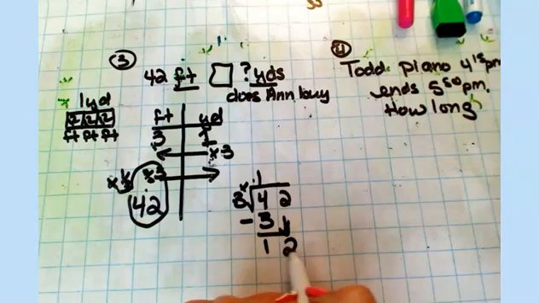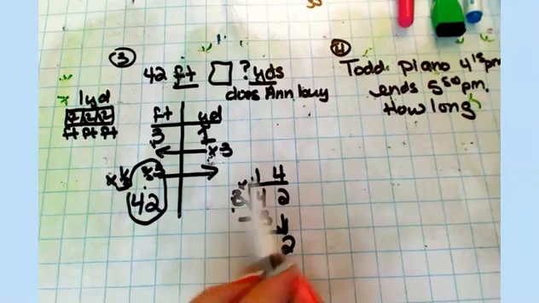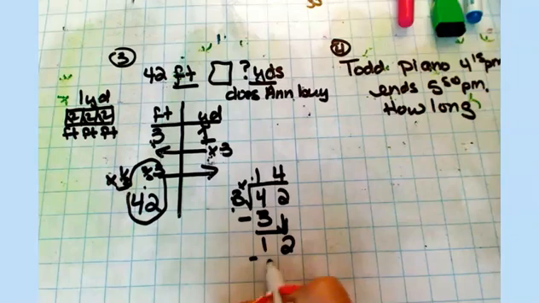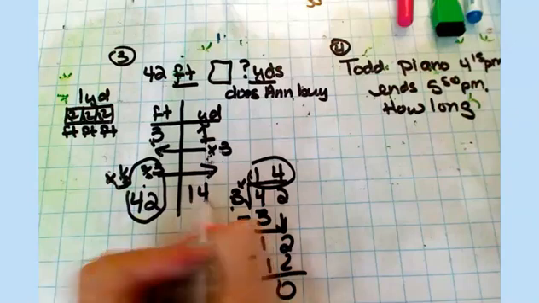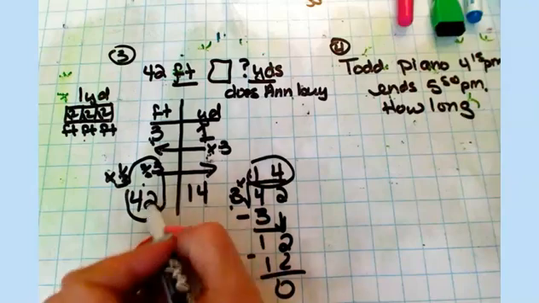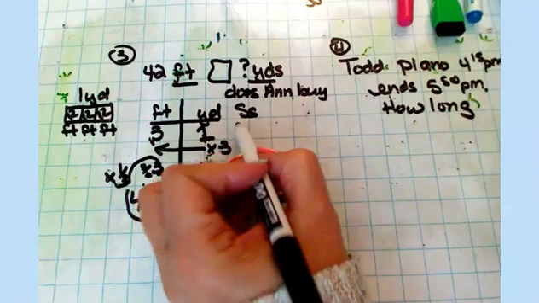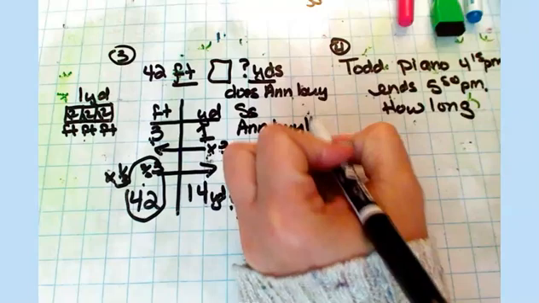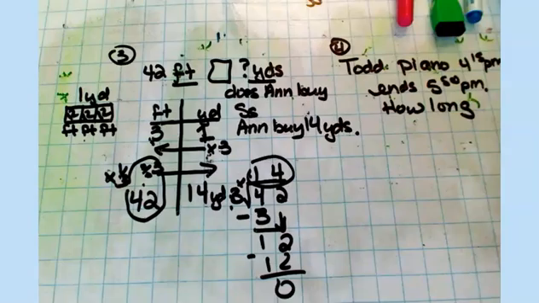Bring down the 2. How many groups of 3's can I take out of 12? Hopefully you know your multiplication tables. 3, 6, 9, 12, 4. 4 times 3 is 12. 12 take away 12 is 0. So I can take out 14 groups of 3, 14 sets of 3 feet to get my yards. So 42 feet would equal 14 yards. So my solution statement is Anne buys 14 yards. So remember, these are the measurements. You've got to start memorizing those symbols.